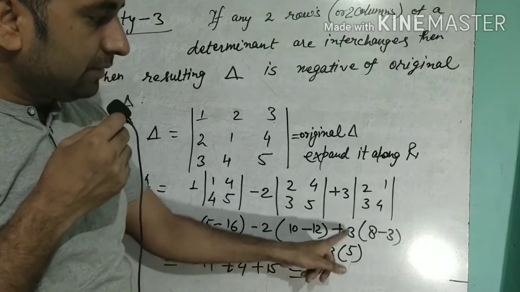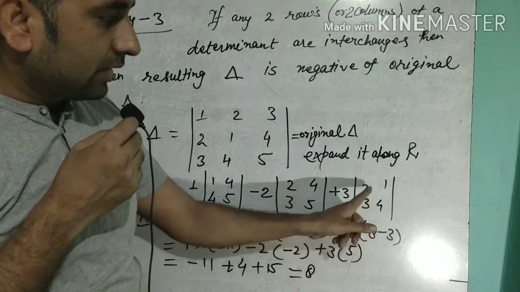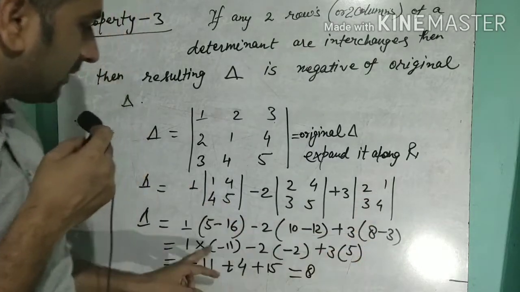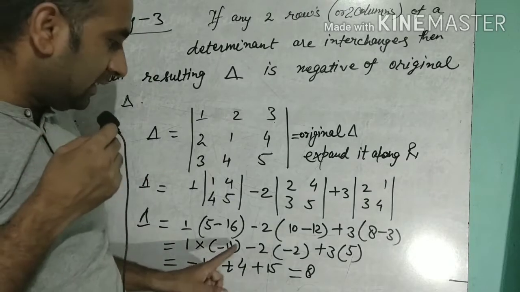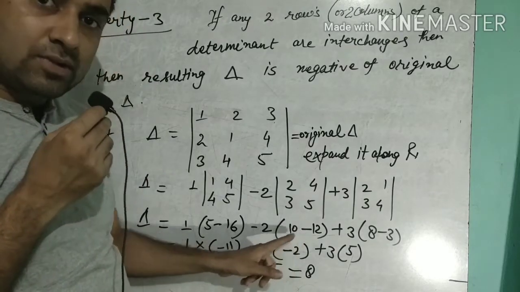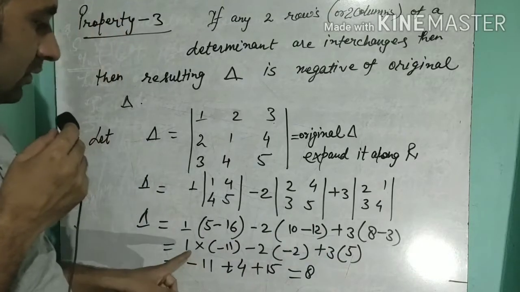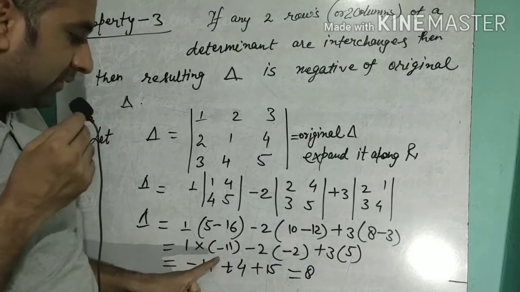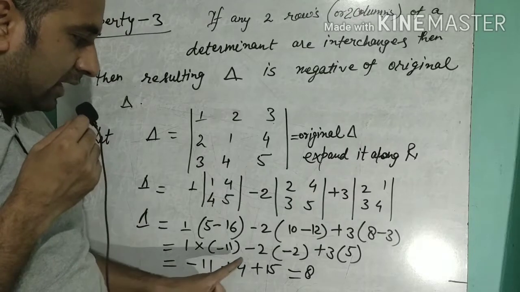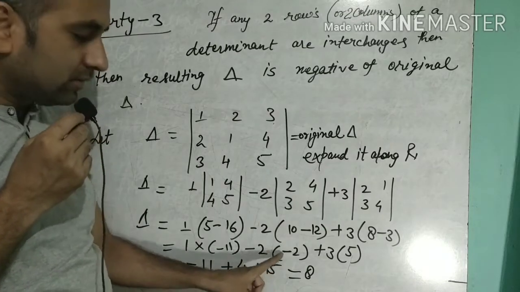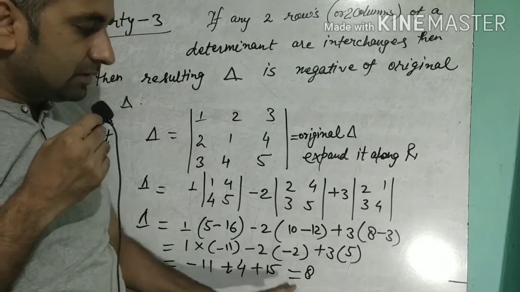So this will be plus 3, and here is what? 4 2 is 8 and -3. Okay, so 5 minus 16 is -11, -2, and 10 minus 12 is -2, and plus 3, 8 minus 3 is 5. So students, 1 multiplied with -11 will give you -11, and now -2 multiplied with -2 is plus 4, and plus 15 is equal to 8.